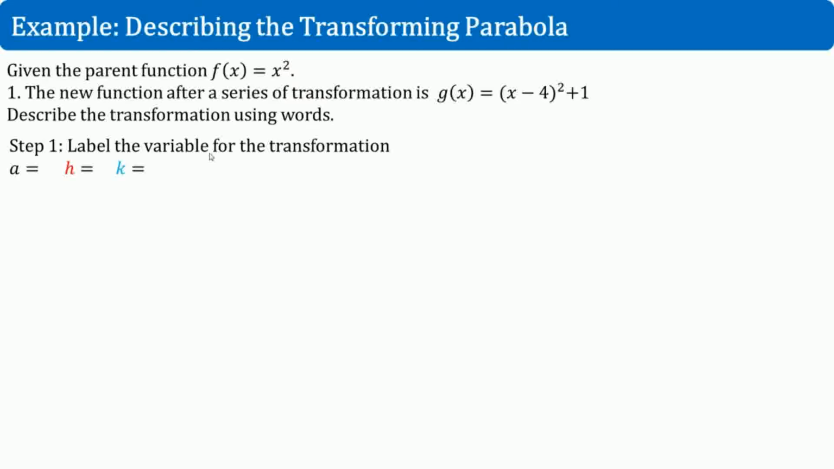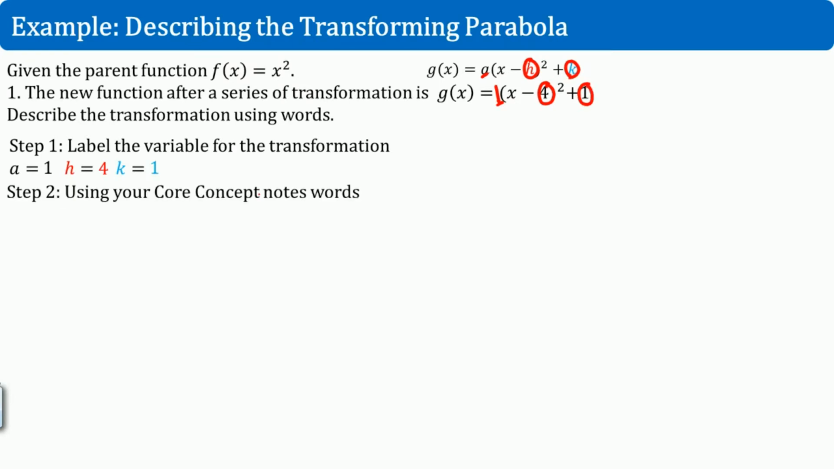Describe this transformation using words. Step 1 is to label the variables for the transformation: a, h, and k. To make this easier, I wrote vertex form right on top of it. Once I write it on top, you can see what each letter is. So a is 1, because a is in front of the parentheses. h is right here, which is just the 4. It's minus h, minus 4, so h is 4. And your k is out here, which is 1.